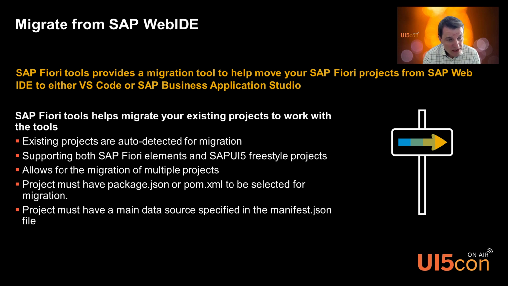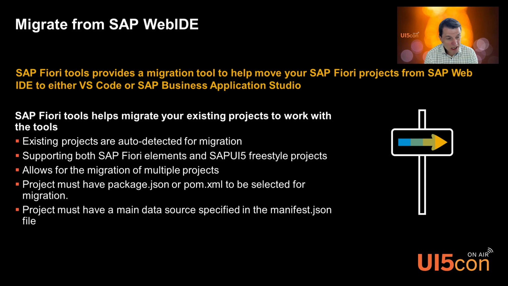And it supports helping to migrate your projects by firstly auto-detecting any projects you have in your workspace that it feels are suitable for migration to the SAP Fiori tool suite. This migration auto detection supports both SAP Fiori Elements and SAP UI5 Freestyle projects. We have just recently introduced the ability to migrate multiple projects simultaneously. So for example, if you clone a number of projects in one go, the migration tool will detect them all and allow you to migrate them in one fell swoop, as opposed to having to do them individually.